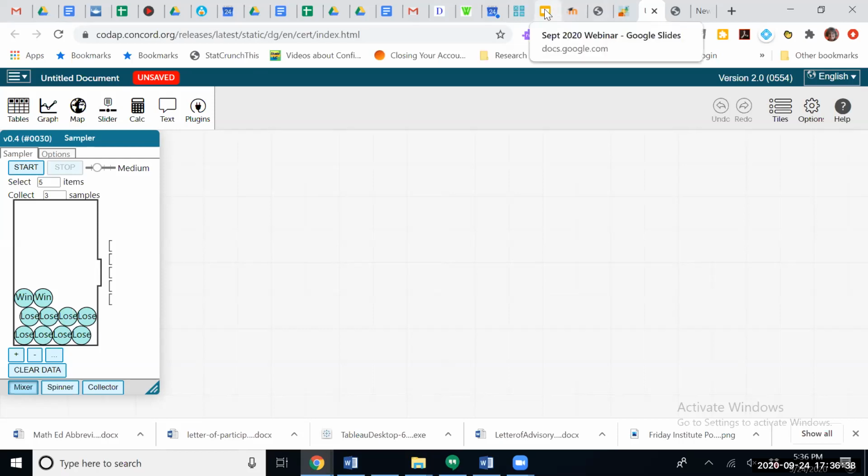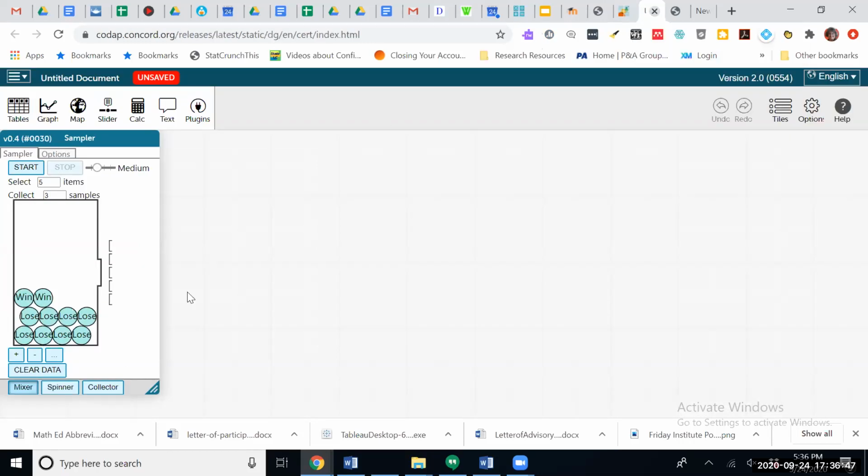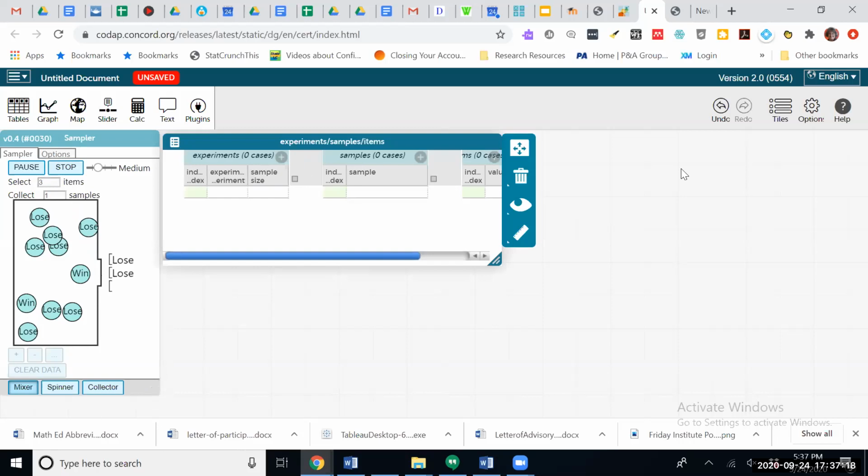So in our task, we have that you pick 3 ducks and that we expect 50 students to play. Now we've got to pay attention up here to how many of these ducks we are going to pick at a time. The problem tells us we're going to pick 3 ducks at a time. And how many samples do we want to collect? We want to collect 50 samples. So I'm going to first set this to be 1 so that you can see what's happening here.